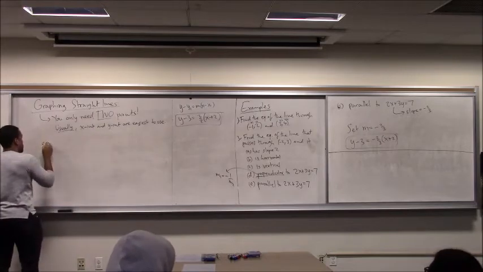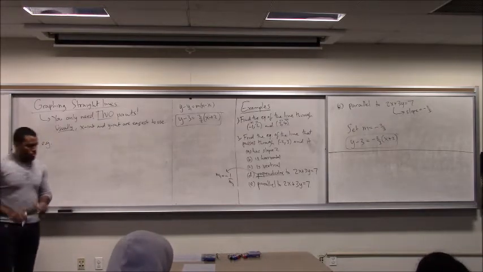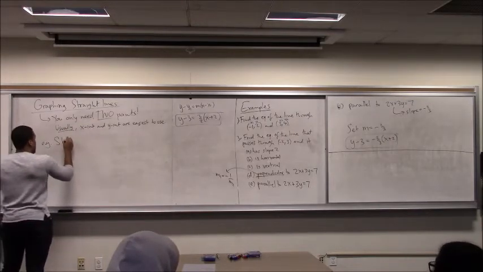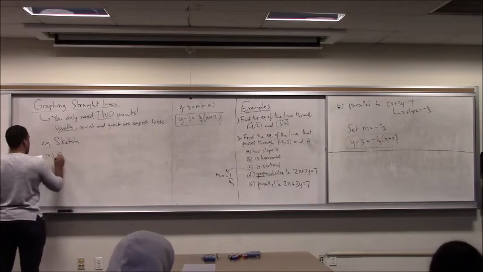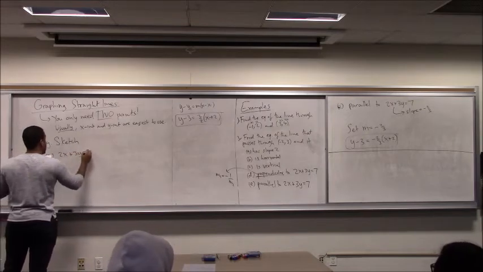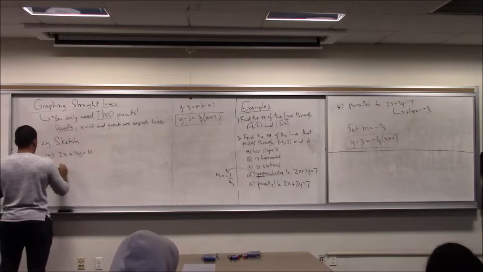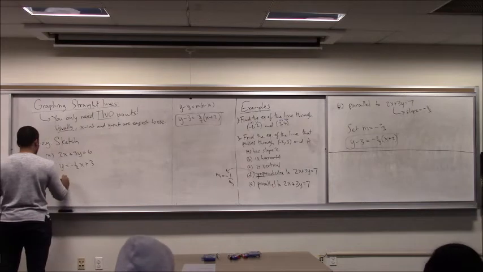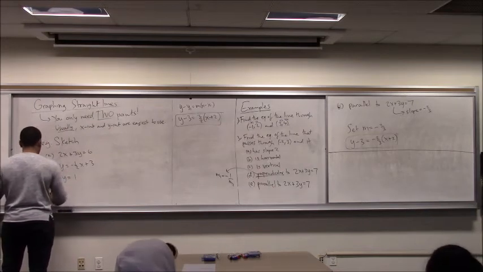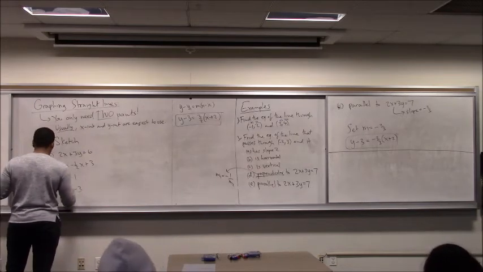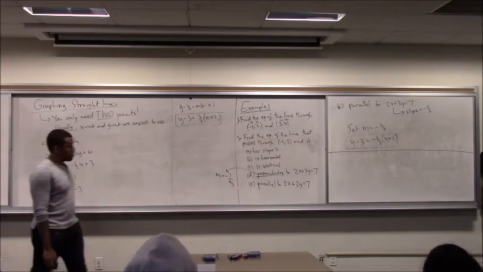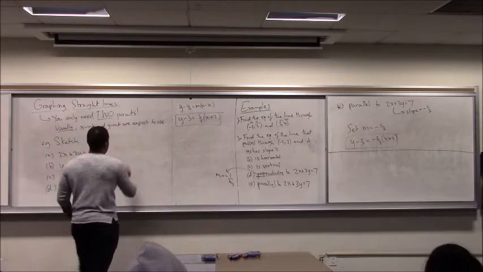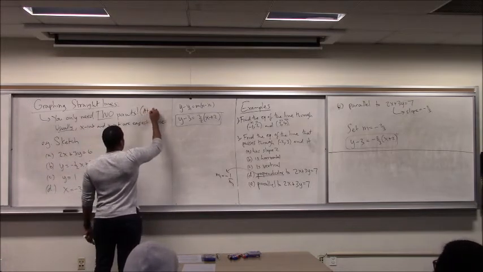So let's do some examples here. I want you to sketch the following. A: 2x plus 3y equals 6. B: y equals minus 1/2 x plus 3. C: y equals 1. D: x equals minus 3. Those are the 2 points at most. Don't go beyond that.